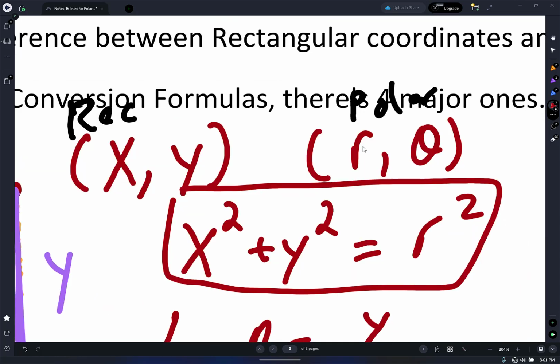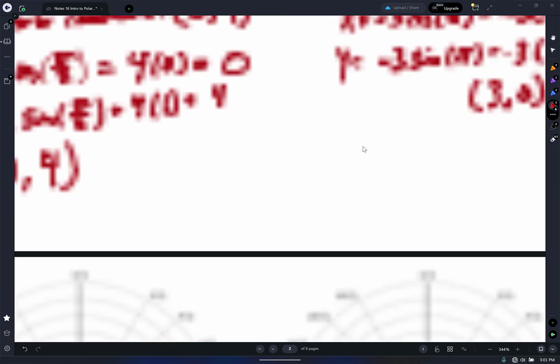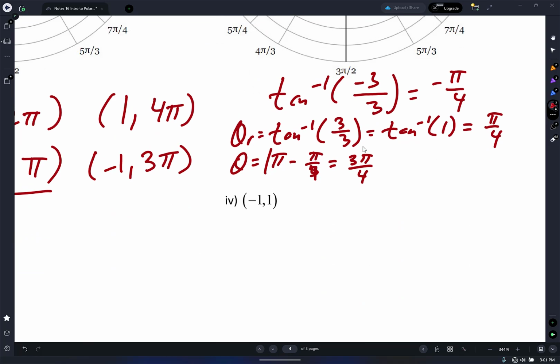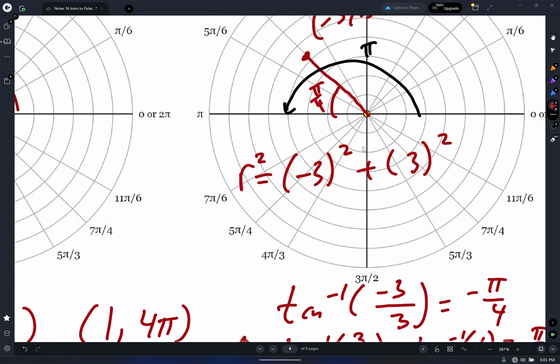X squared plus y squared equals r squared. That's going to give you my r. That's what we're looking for, guys. We're looking for polar. All right. Be careful. The calculator is a dumb machine. Remember, if you put -3 and you just square -3, it's going to give you -9. Negative times a negative is a positive, guys. So use parentheses.